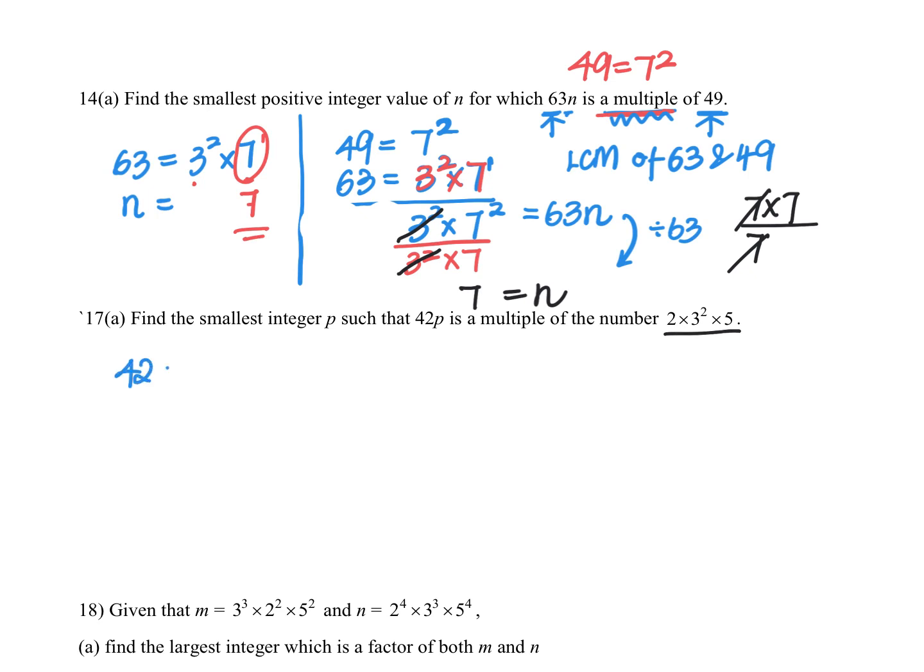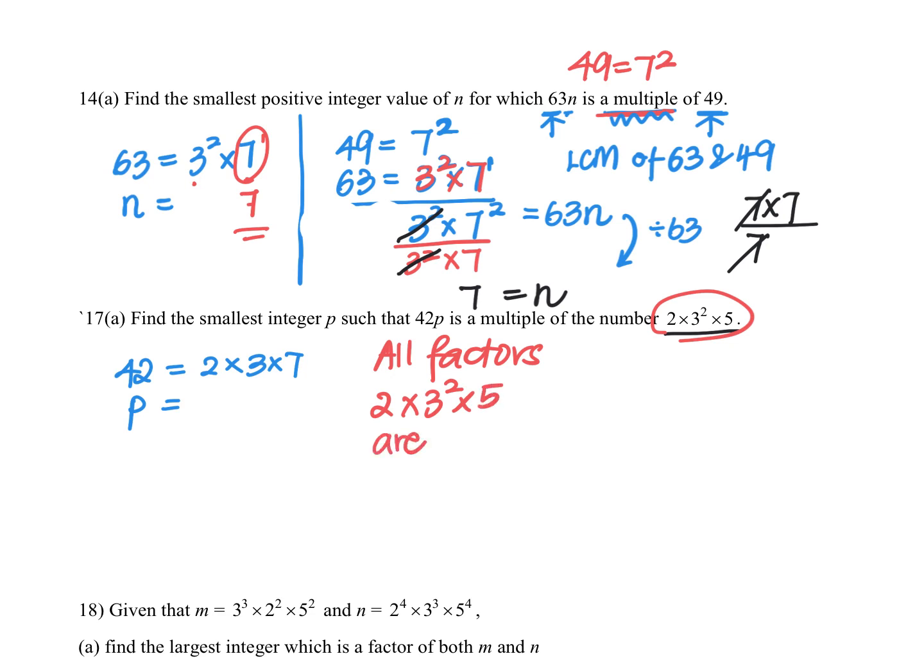I'll look at 42 first and p. So what is 42 made up of? 42 divided by 2, divide by 3, and divide by 7. So 42 is made up of these factors. And I need to have a p. I don't know what the p is, such that all the factors of this number, 2 times 3 squared times 5, are included.